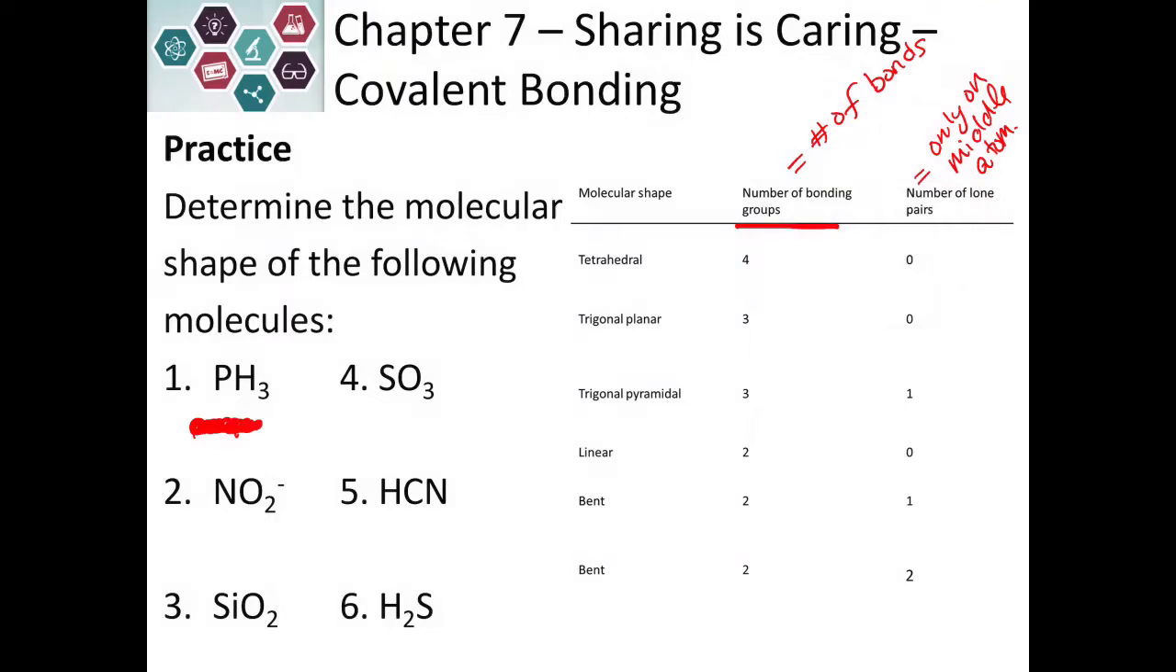We will look at the Lewis structures for each of these, which we've already drawn for most of these, so I'm not going to go through that process again. But let's look at these Lewis structures and count up our bonding groups and our lone pairs.